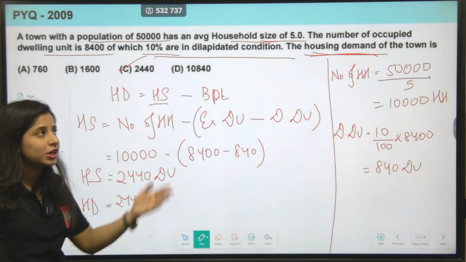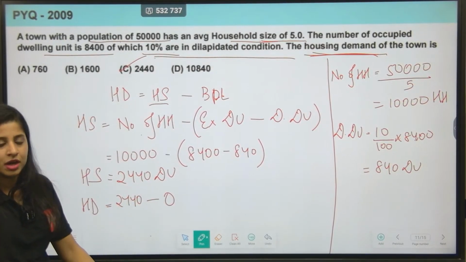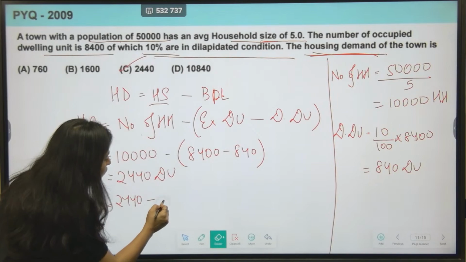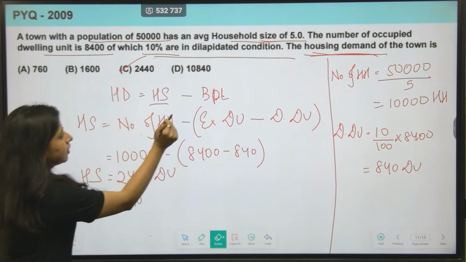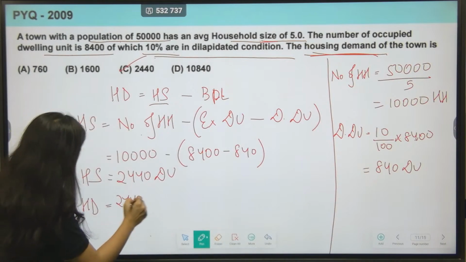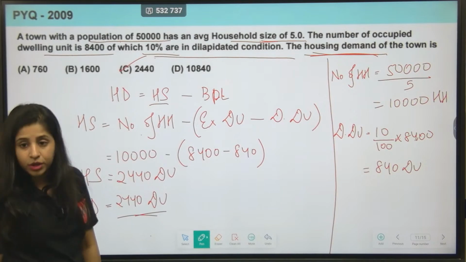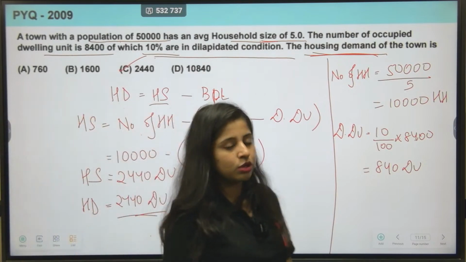So, we will assume that everybody is able to pay. Basically, you will take this as 0. You don't have any data about it, so we basically neglect this particular term, or you can take it as 0. It's the same thing at the end of the day. So, basically, your housing demand will become 2440 dwelling units only. I hope it is clear to all of you.